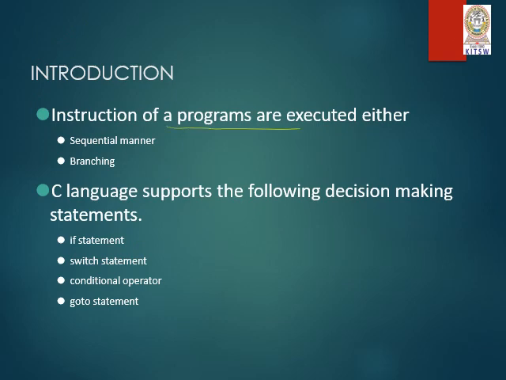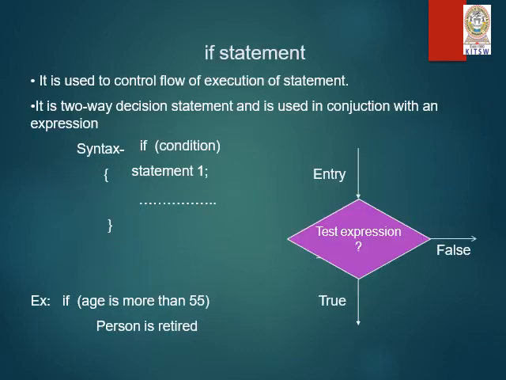Instructions of programs are executed in a sequential manner or in a branching manner, and in branching we follow decision making statements, which are supported by these statements: if statement, switch statement, conditional operator, and goto statement. The if statement is like a condition. If the condition is true, it goes to the true path. If it is false, it goes to the statements which lead to the false result.